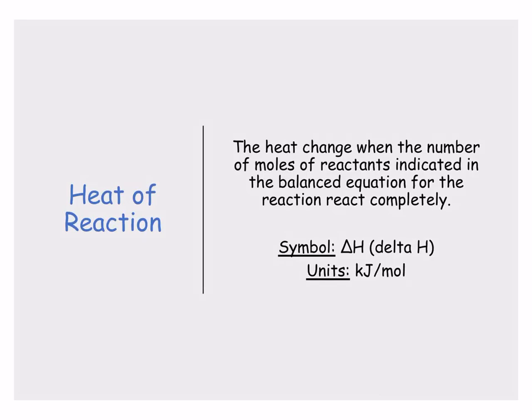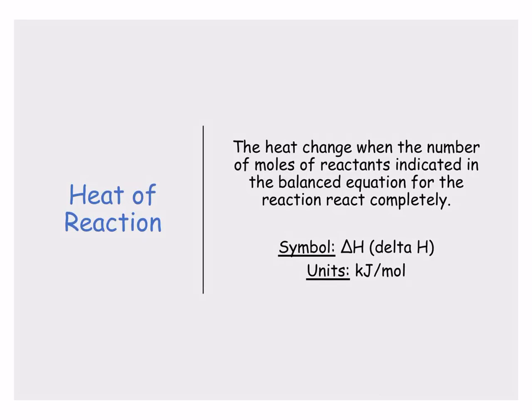So if we break that down, very simply, the heat change. There's going to be a heat change. Next up, when the number of moles of reactants indicated in the balanced equation. So that says to us we'll have an equation, it's got to be balanced, and the stoichiometry or the molar number of the reactants is given. And the last part there, for the reaction, react completely, i.e. 4 moles of X reacts fully with 5 moles of Y.